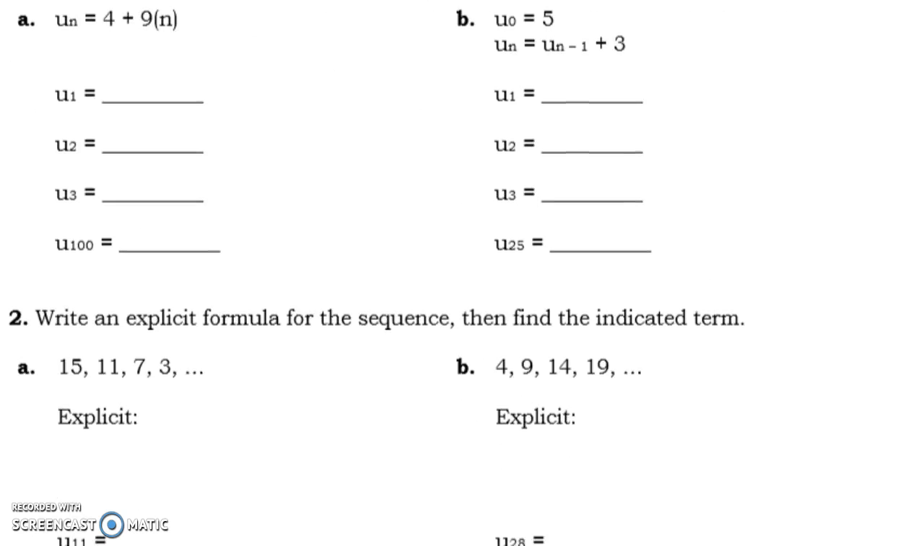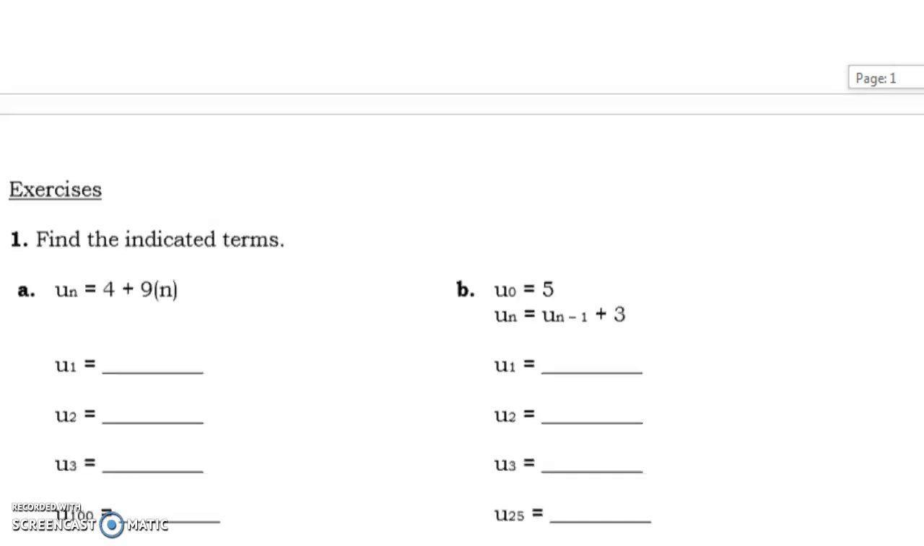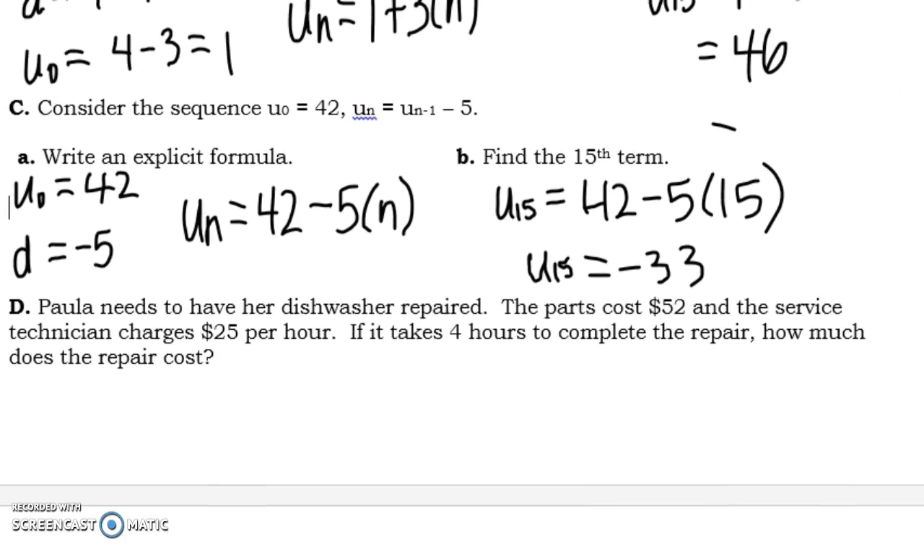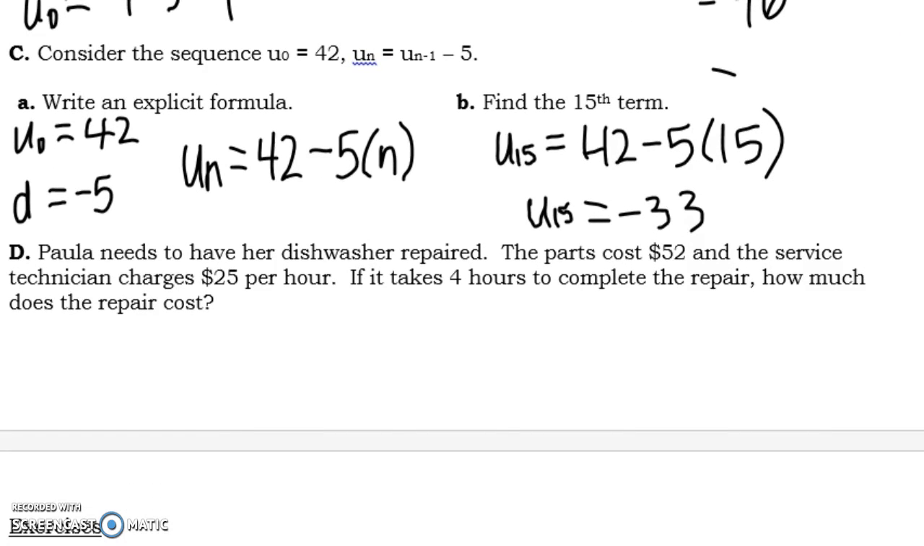I have one final example, a word problem. Letter D, Paula needs to have her dishwasher repaired. The parts cost $52 and the service technician charges $25 per hour. If it takes 4 hours to complete the repair, how much does the repair cost? So we're going to talk about this in terms of our explicit arithmetic sequence. The 0 term is $52 because there's a $52 initial charge. The common difference is 25 because every hour that we add to the repair adds $25 to the repair charge.